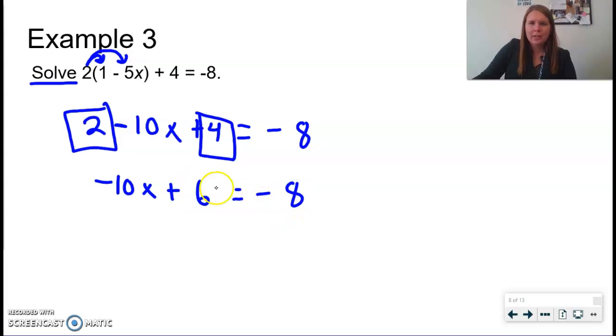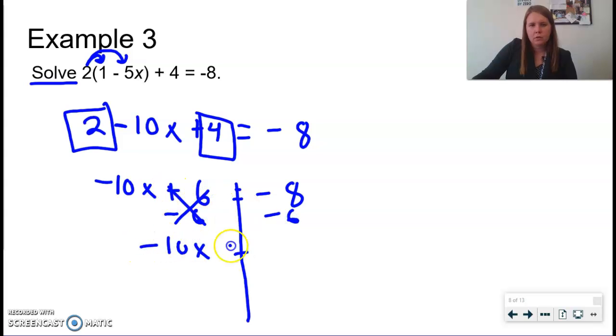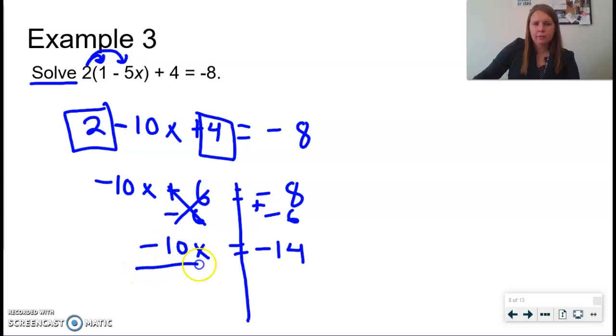So again, it looks like we're always having something with a multiplication right now, and then an addition or subtraction. I'm going to get rid of this addition of 6, so we're going to minus 6 from each side. Put this negative 10x on this side. When I combine these, it's like saying negative 8 plus a negative 6, which gives me a negative 14. I'm going to undo this multiplication of negative 10 by dividing by negative 10 on each side.